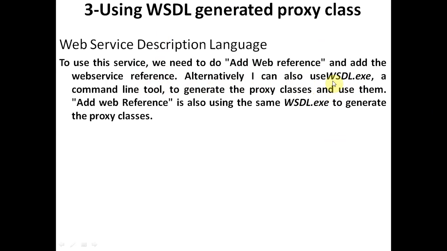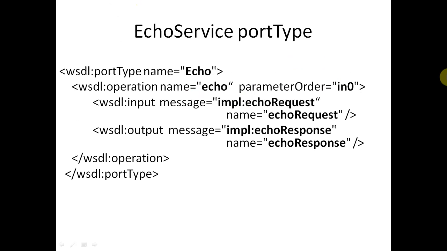Alternatively, I can also use WSDL.exe, a command line tool, to generate the proxy classes. When we use the command line tool, we use WSDL.exe. Add Web Reference also uses the same WSDL.exe to generate the proxy classes. So there are these two methods: we can use the window method as well as this command line method. So this is WSDL, and SOAP is also used here.